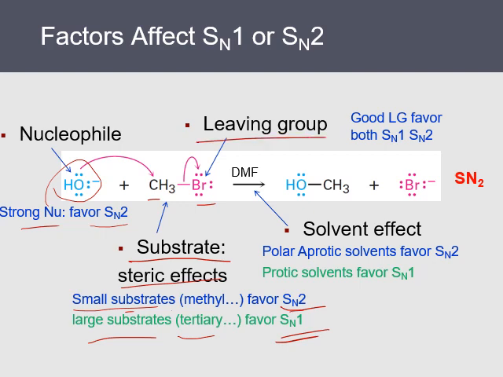Now the leaving group is important for both SN1 and SN2 reaction because the reaction will replace the leaving group. All right, so the better the leaving group, the faster for both SN1 and SN2 reaction. And solvent is also important. Polar aprotic solvent favors SN2 reaction. Protic solvents favor SN1. So we're going to explain what protic and aprotic solvents are.